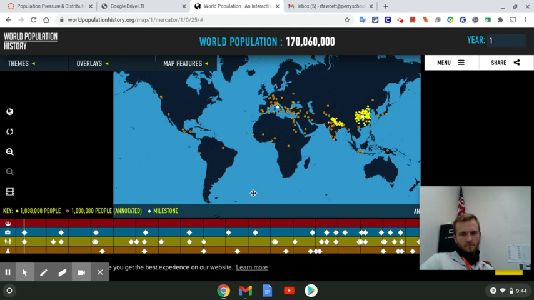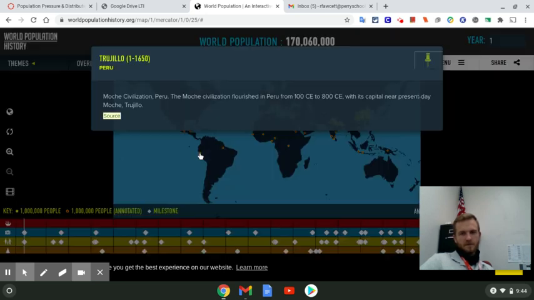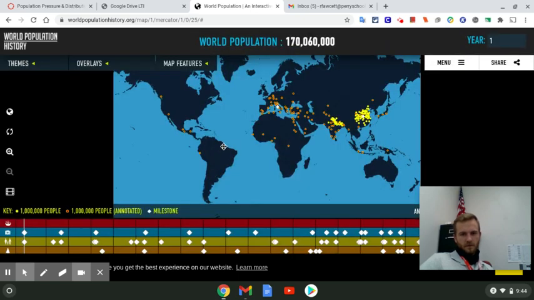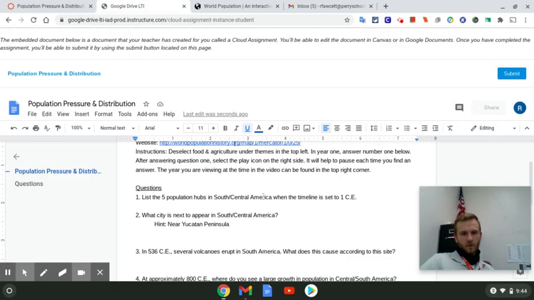So year one in Central and South American population hubs are these dots. You'll need to click. Trujillo is one. Then you can click here, and then the three in Central America. That is for question one.